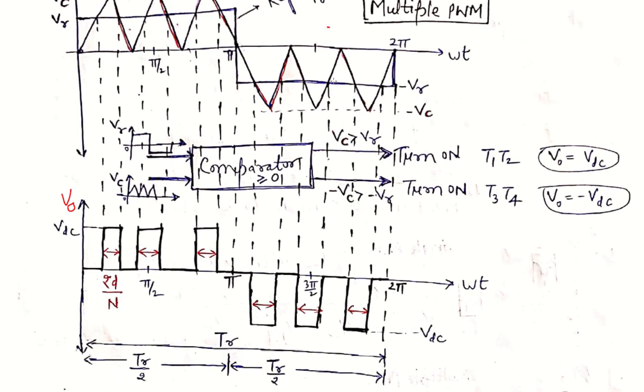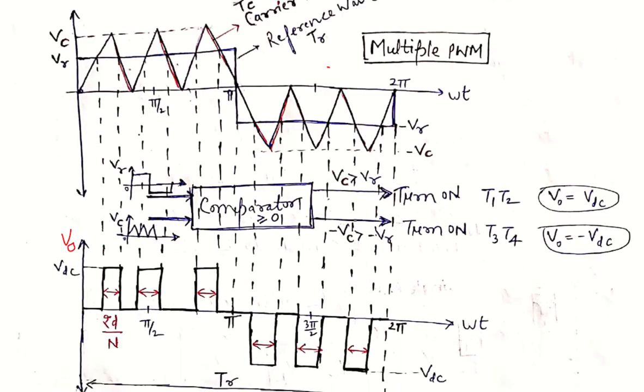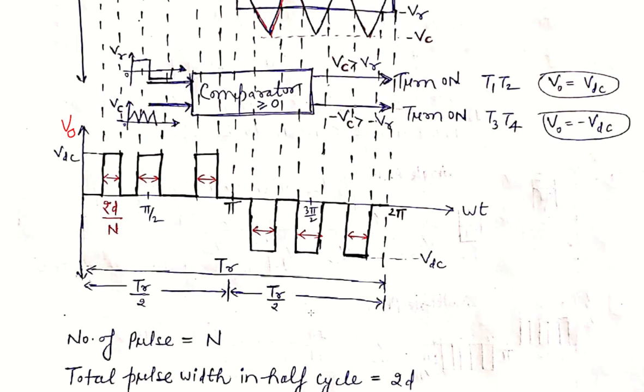So it is called multiple PWM because more than one pulse is obtained in each half cycle. Here TR is the time period of the reference signal. Up to 2 pi it is TR, the time period of the reference signal, and the reference signal in this diagram is rectangular in shape, having a time period of TR or 2 pi. If we divide it, it is TR by 2 and TR by 2 up to pi.